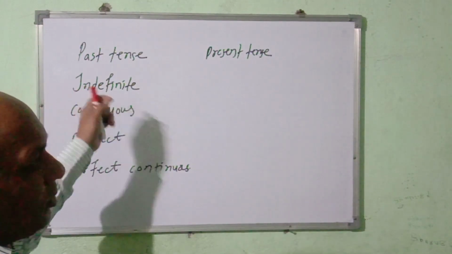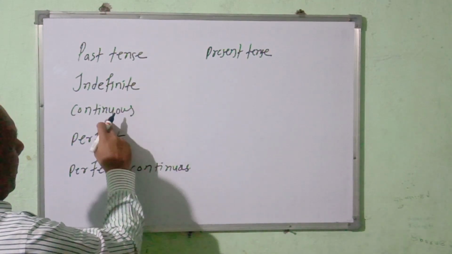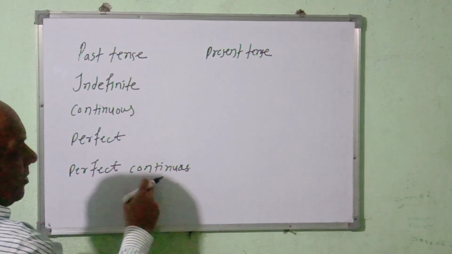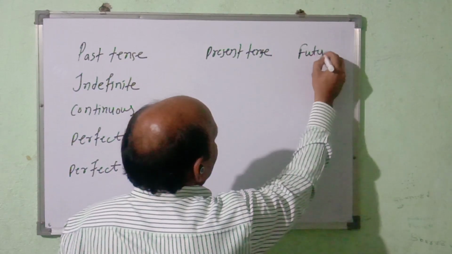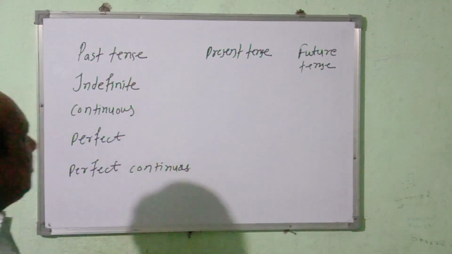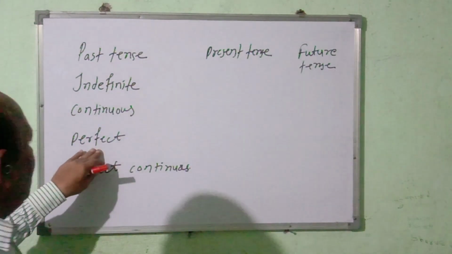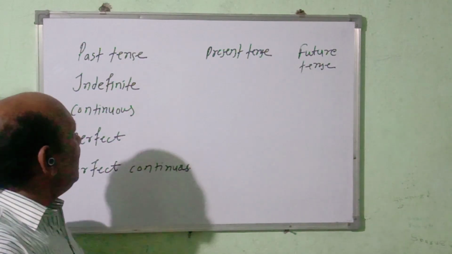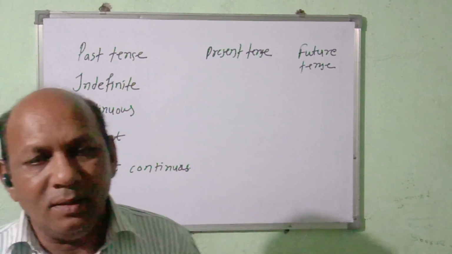So also we have to read like this: present indefinite tense, present continuous tense, present perfect tense, present perfect continuous tense. Next one is the future tense. Also we have to read future indefinite tense, future continuous tense, future perfect tense and future perfect continuous tense. So what is the particular subform of the tense? We will see with the help of examples afterwards.